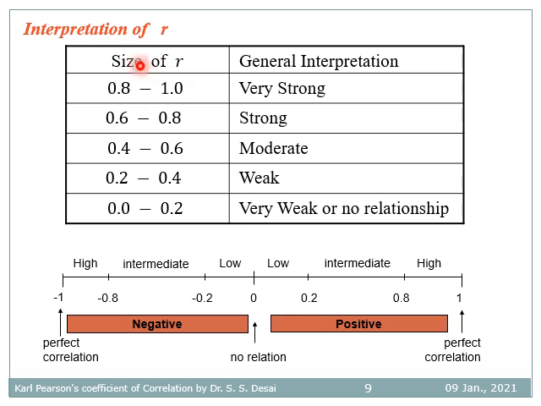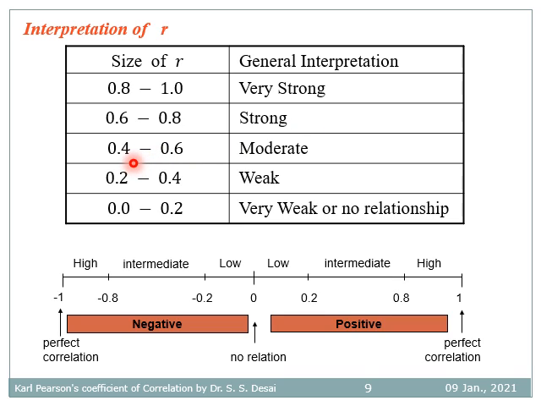If the magnitude of r is between 0.8 and 1, there is very strong correlation, that is, very high correlation. If the magnitude is between 0.6 and 0.8, then there is strong correlation, that is, high degree correlation.